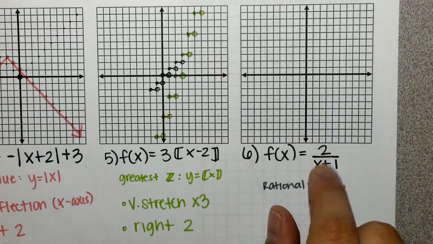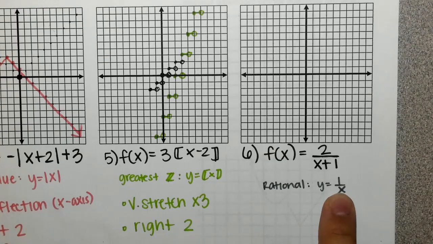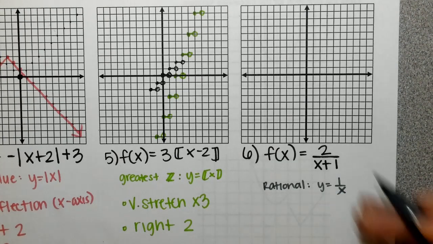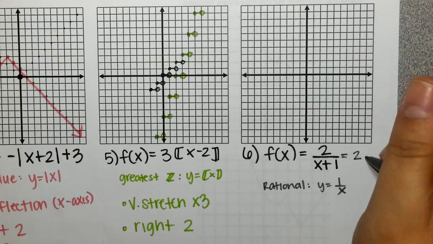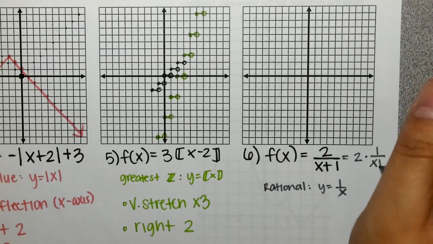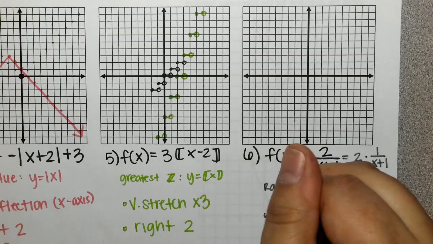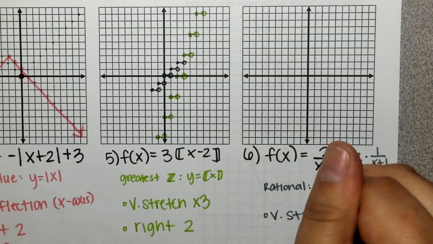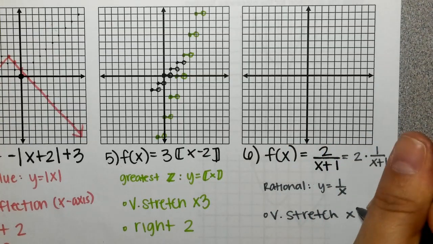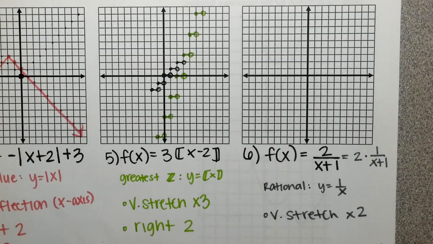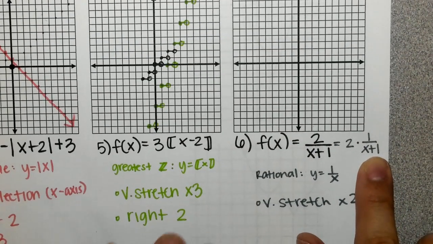What if I rewrote this? Because the parent function is rational. Do y'all agree? The parent function is 1 over x. So could I rewrite this as 2 times 1 over x plus 1? So what does that 2 do? It's a vertical stretch times 2. Okay? And what is this x plus 1 going to do? It's with x, so what am I going to do?